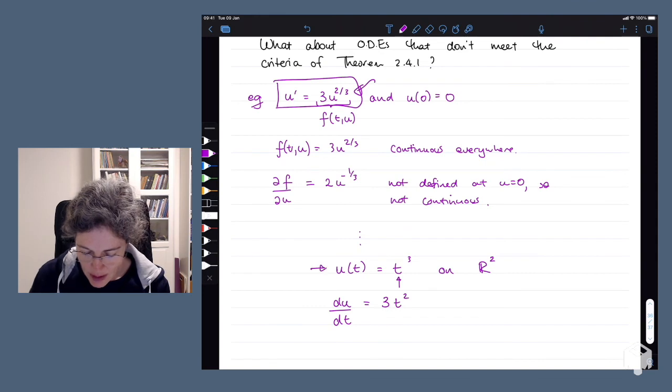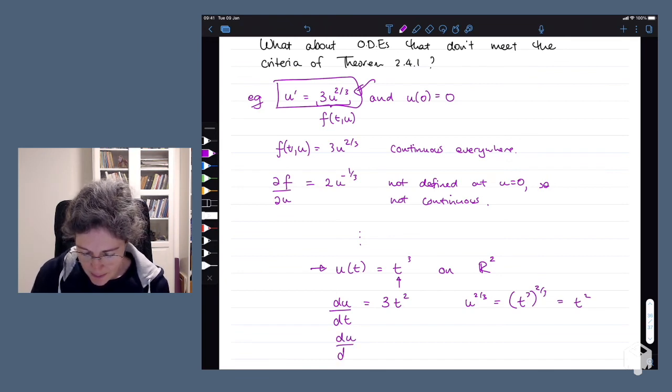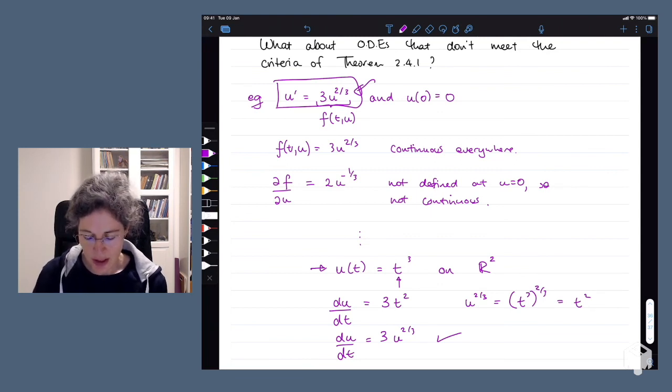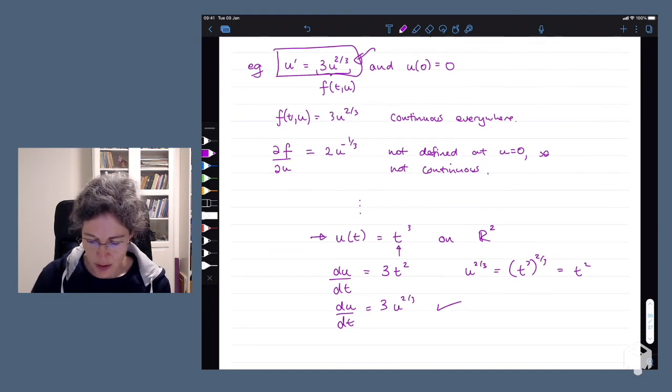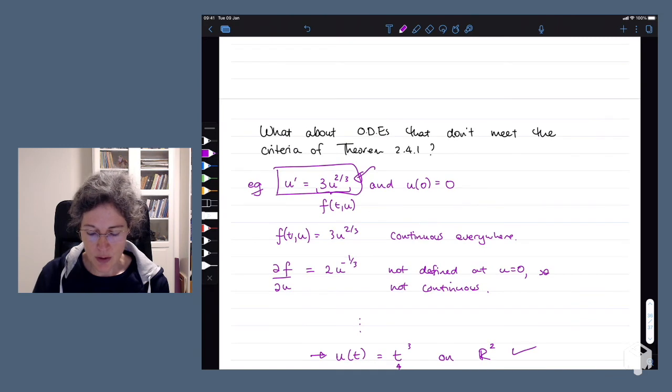And if u is equal to t cubed, then u to the 2/3 is t cubed to the 2/3, which is equal to t squared. So in fact, our du by dt is equal to 3u to the 2/3. So it satisfies our original differential equation. It's continuous everywhere. It's differentiable everywhere. So this is a solution on R2. We just had to kind of hope that we would find it and then check that it is a valid solution, because we couldn't use theorem 2.4.1 to guarantee it.